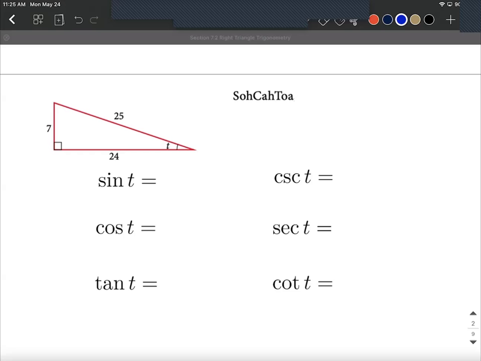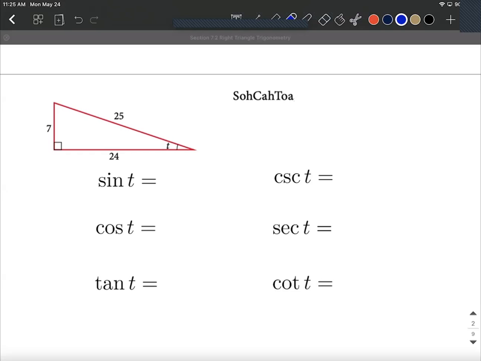Okay, we're given a right triangle and we are asked to find all 6 trigonometric ratios. To do so, what we're going to use is SohCahToa. So sine is opposite over hypotenuse, cosine is adjacent over hypotenuse, and tangent is opposite over adjacent. So given this triangle, we're looking at this angle T, which is in the bottom right as this one's drawn.